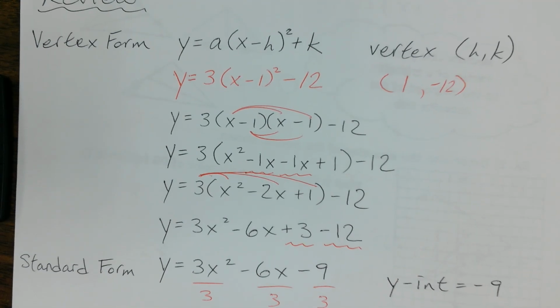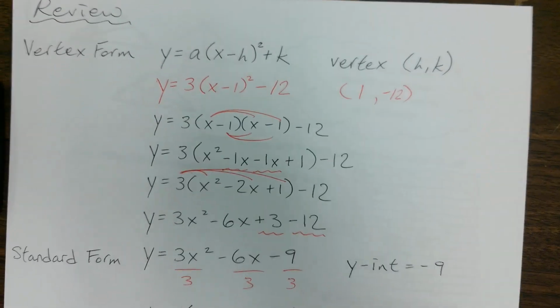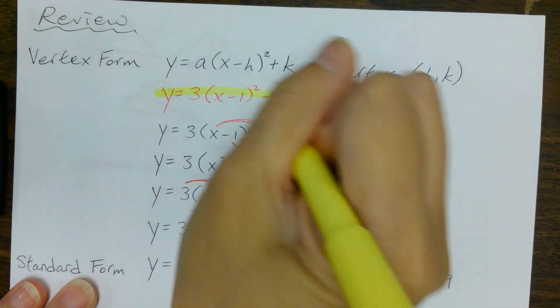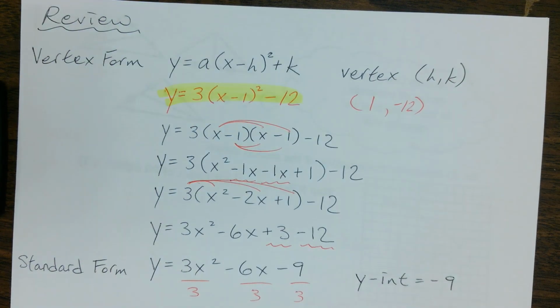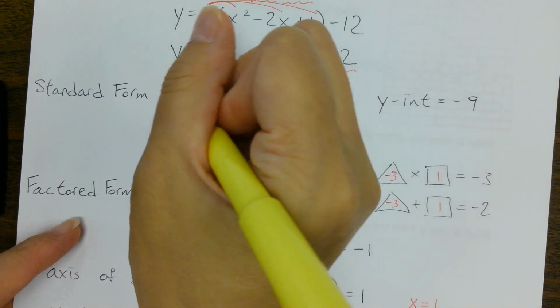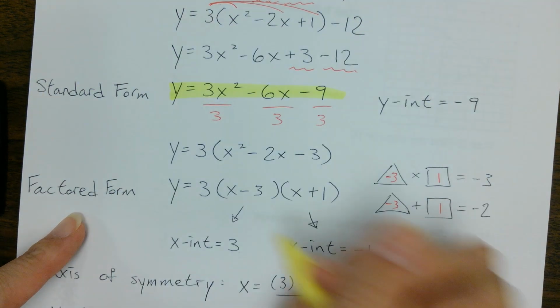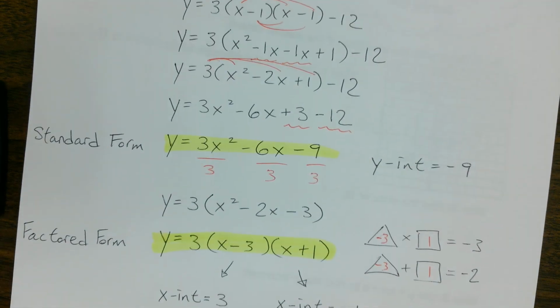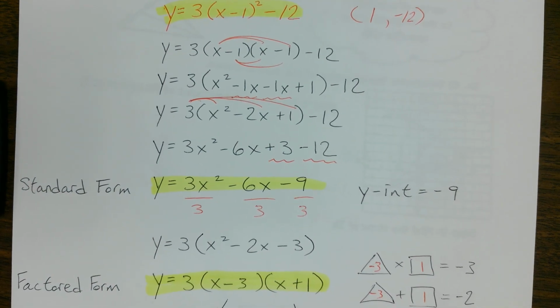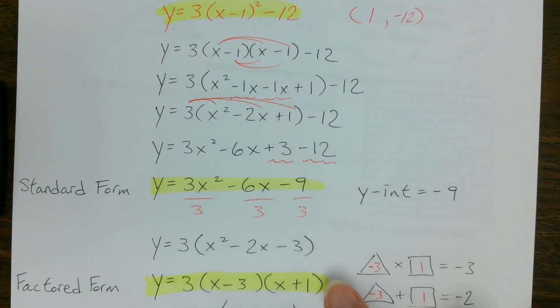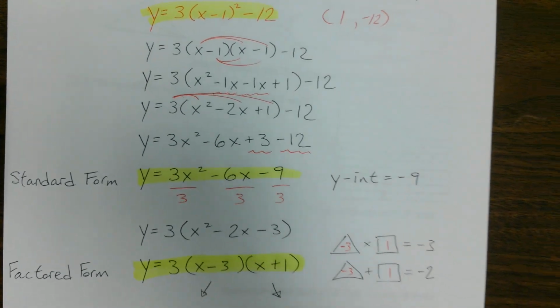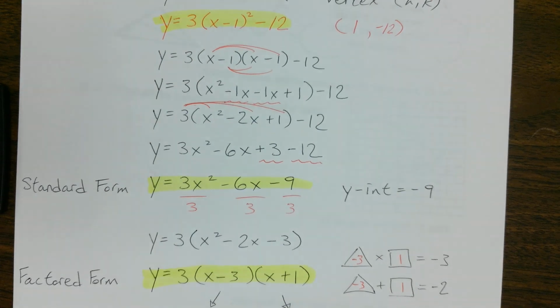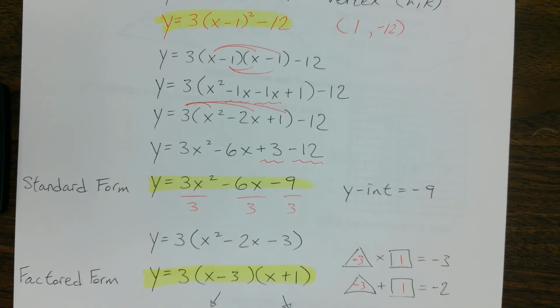Okay. So, next question. All right. So, vertex form. I have this vertex form. I have this standard form. And I have this factored form. Which parabola is bigger? Which one of these 3 parabolas is bigger? Ryan? They are the same thing. Yes, I tried to trick you guys.